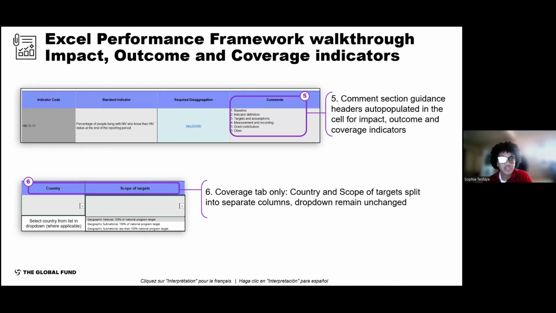Number 6, we've split out the country and scope of targets cells into 2 separate columns, which allows for, again, better visibility when completing the form. If you're filling out a performance framework for a multi-country grant, you'll be able to select those different countries from the dropdown. And the scope of targets works the exact same way that it has in previous, where you can use the dropdown to select the scope of target for those specific indicators. This applies to the coverage indicator tab. Next, please.